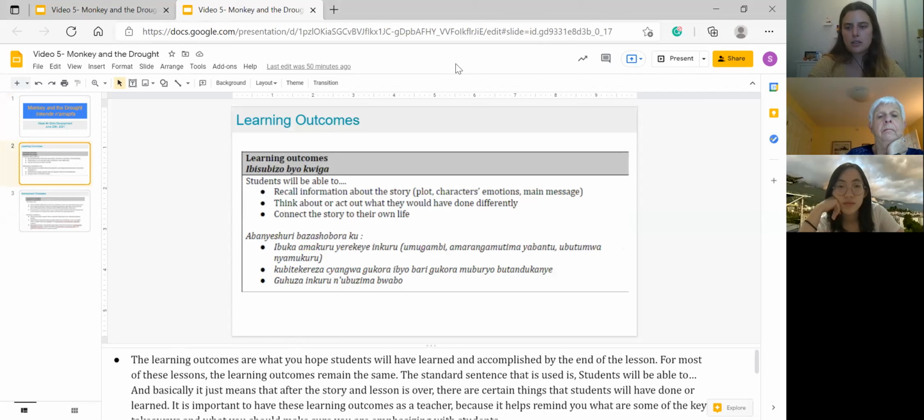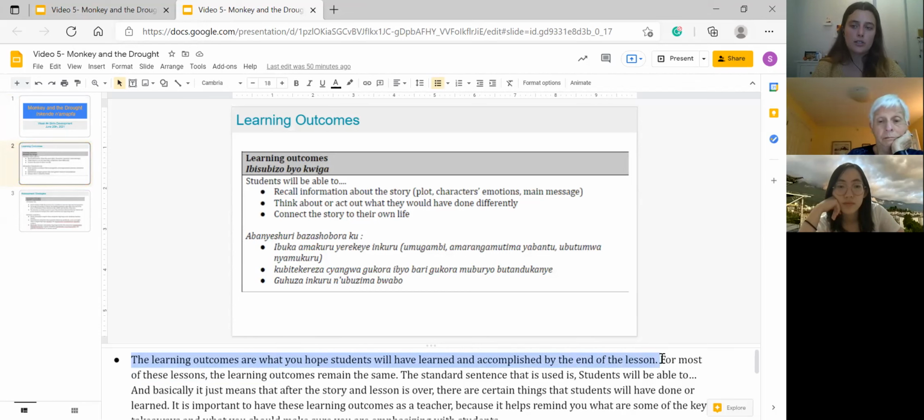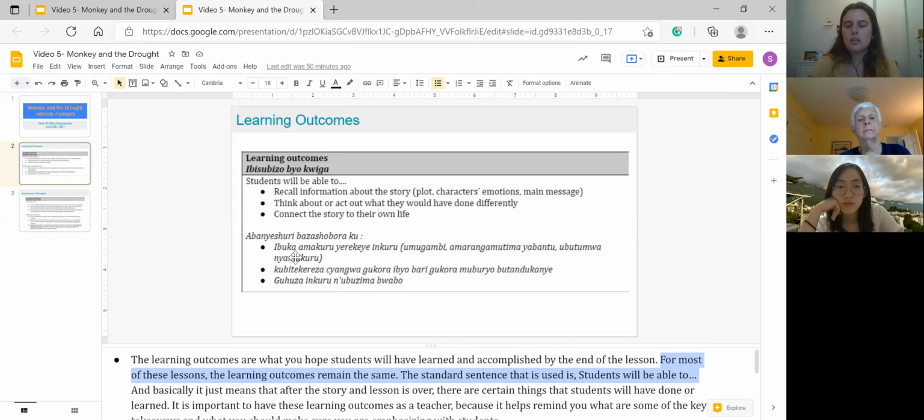So the first one is learning outcomes. The learning outcomes are what we hope the students will have learned and accomplished by the end of the lesson. For most of the lessons, the learning outcomes remain about the same. And the standard sentence that is used is "students will be able to," and then you list what the students will be able to do.